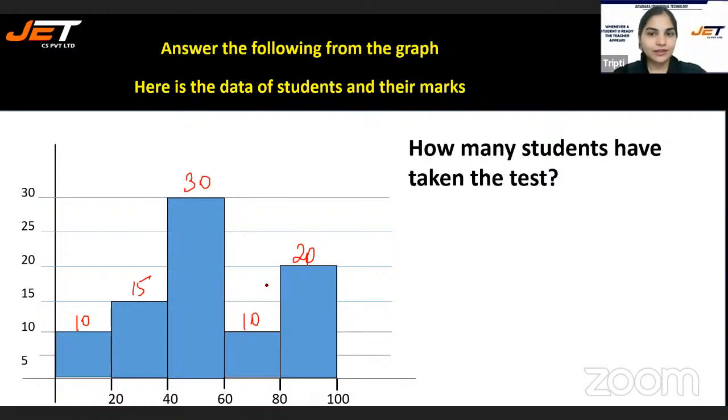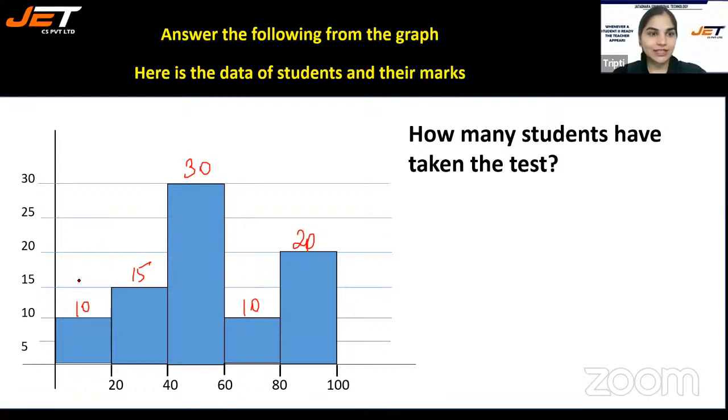Oh, yes, 85, I think. Yes, it is right. So 10 plus 15, 25 plus 30, 55 plus 10, 65 plus 20, 85. Yes, now I think it is the right answer. Very good.